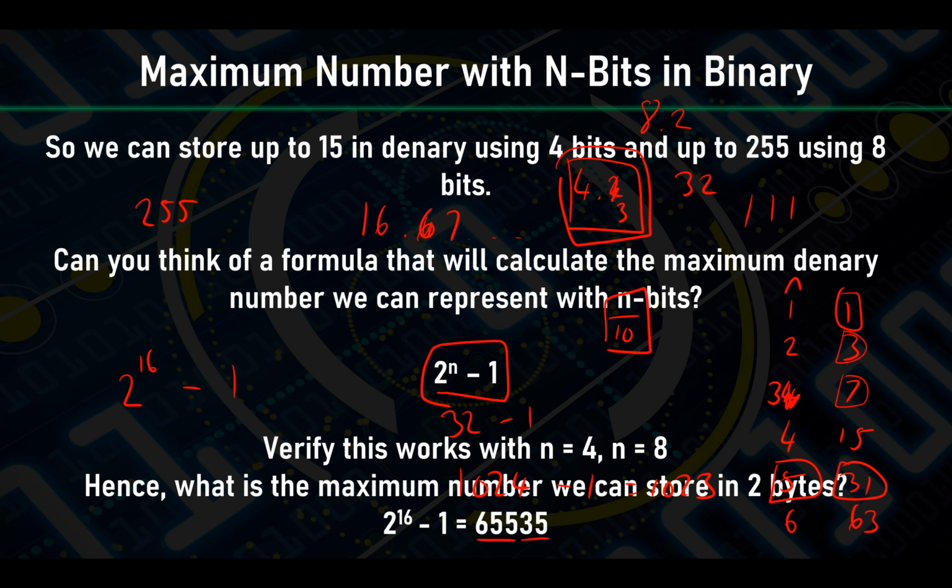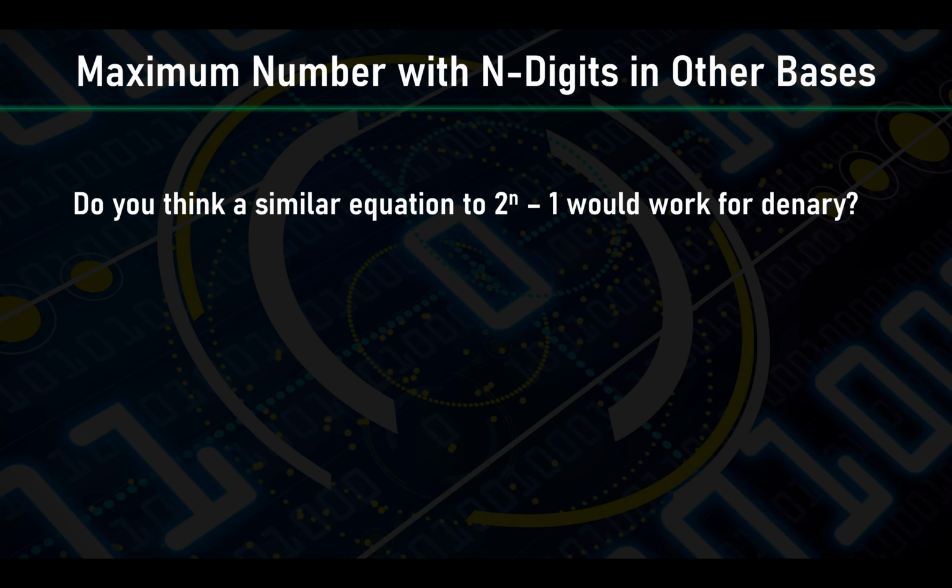Do you think a similar equation to 2 to the power of n would work for denary? If you've had a thought about that, the answer is yes. Here we just say 10 to the power of n, minus 1.